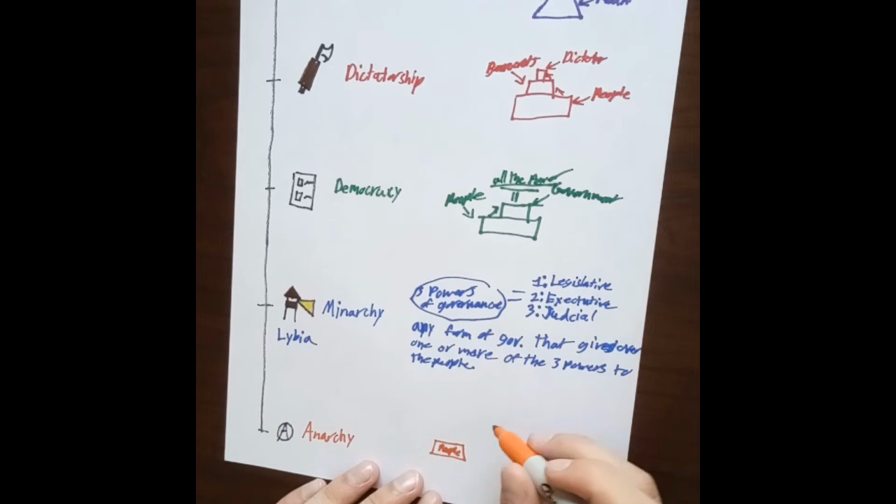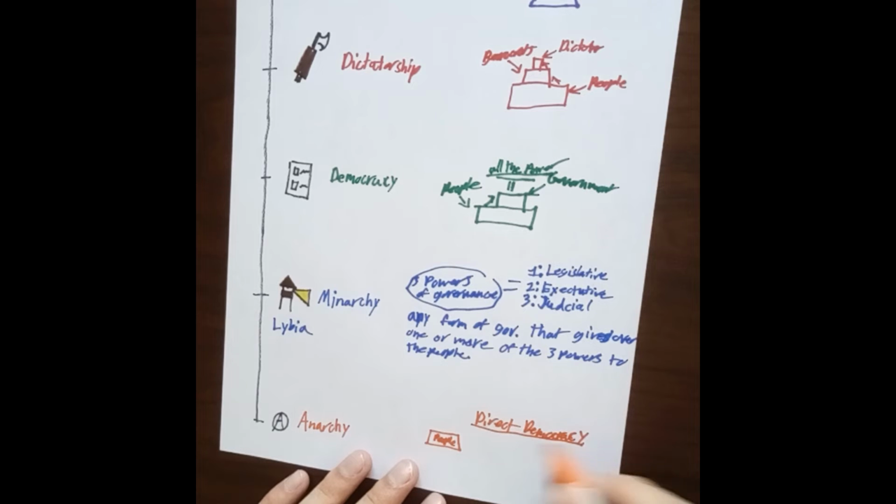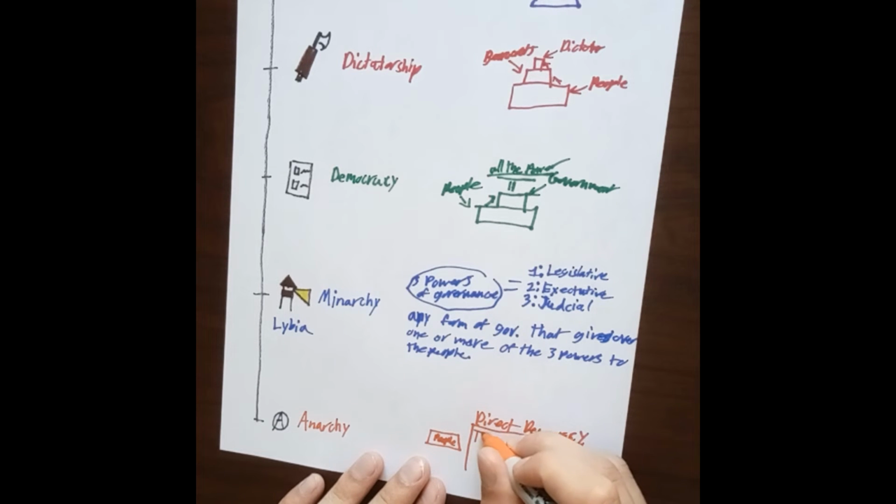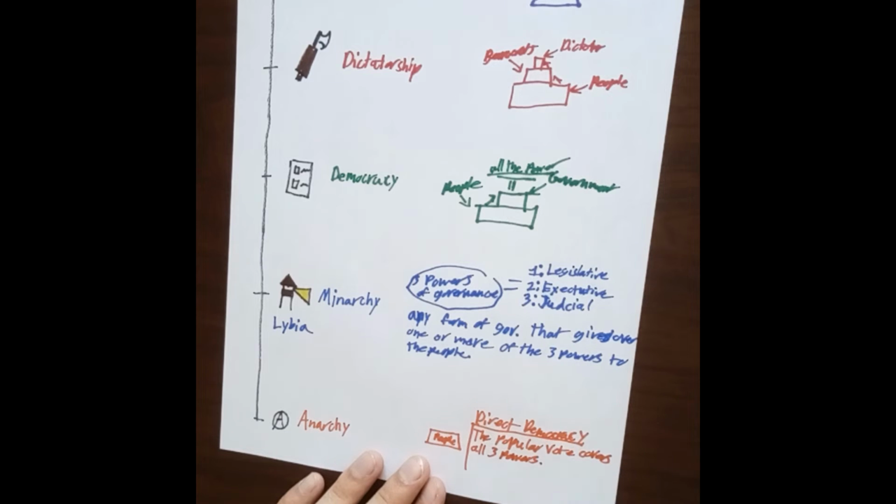Basically, direct democracy, all right, direct democracy means that the popular vote covers all three powers. All right? So, all three of these powers, the people vote for.